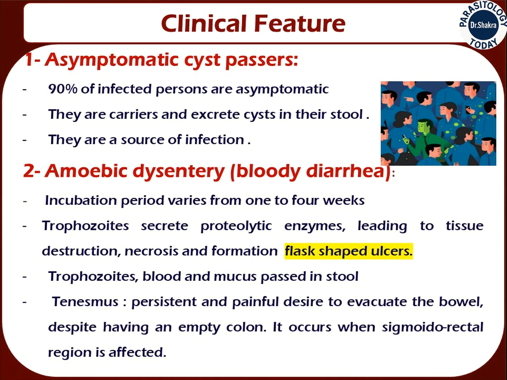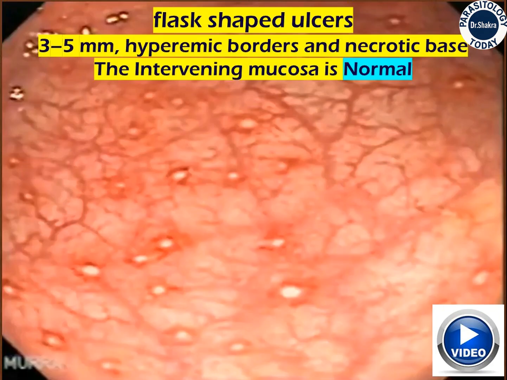due to trophozoite invasion. Tenesmus: persistent and painful desire to evacuate the bowel despite having an empty colon. It occurs when the sigmoid rectal region is affected. This image displays flask-shaped ulcers, 3-5 mm in size, with hyperemic borders and a necrotic base. Intervening mucosa is normal, indicating that the lesions are localized, with the mucosa between them appearing normal.